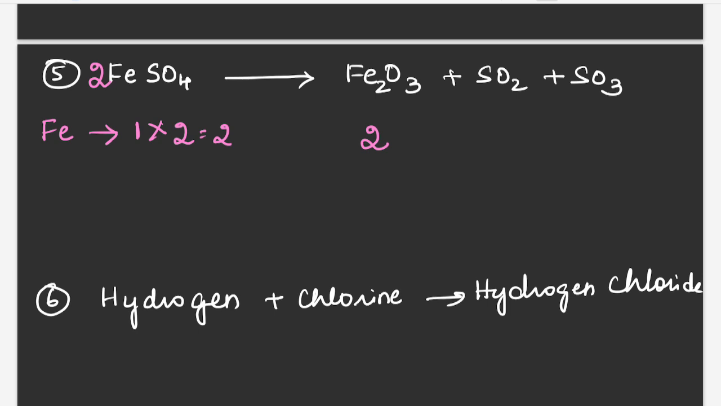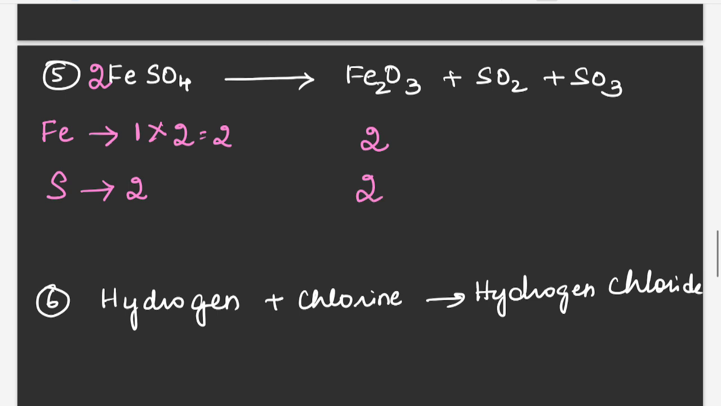Next I have to balance sulfur. Sulfur is the non-metal. How many sulfur atoms are there? This 2 is for all the atoms. So 2 is for iron, 2 is for sulfur, 2 is for oxygen as well. So 2 sulfur atoms are present, therefore I'll be writing sulfur 2. On the other side you check how many sulfur atoms are present. Let us check: 1 sulfur plus 1 sulfur, so totally there are 2 sulfur atoms. So I'll write here 2. You can see both sides are balanced.